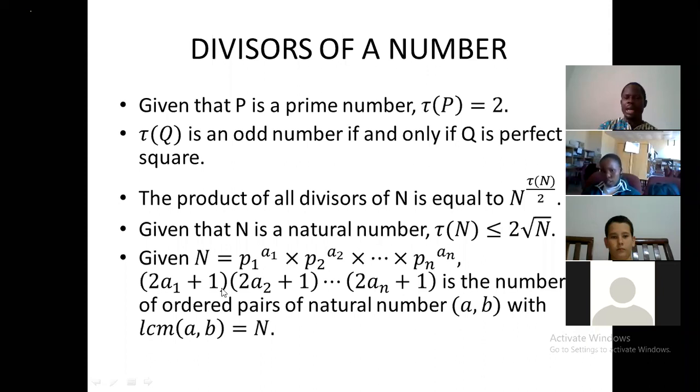And the last important result we should take seriously is that given a number n, if we're interested in ordered pairs of two natural numbers whose LCM is n, the number of such pairs is simply (2a1 + 1) times (2a2 + 1) and so on, times (2an + 1). Okay, so those are the important facts I have established in this class.